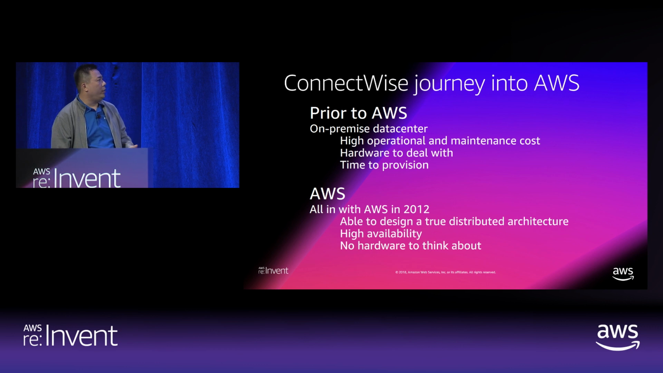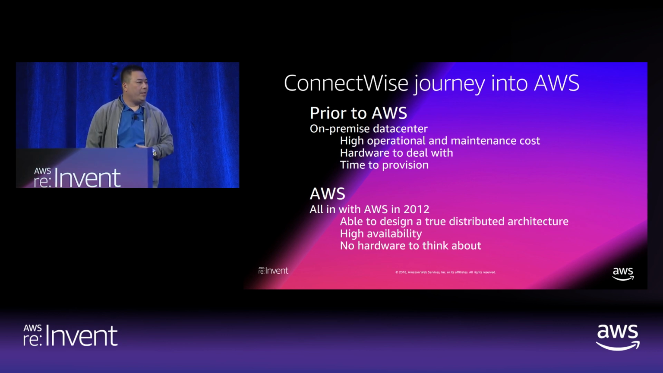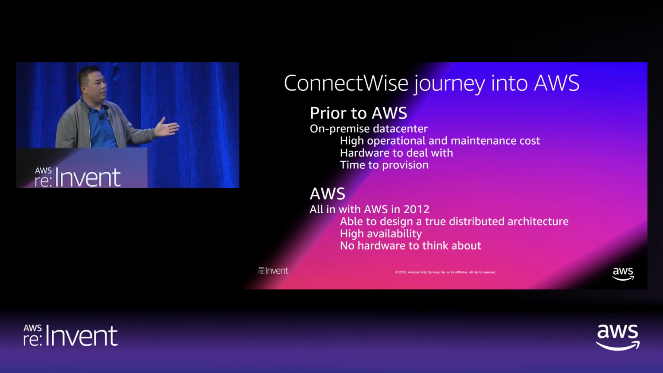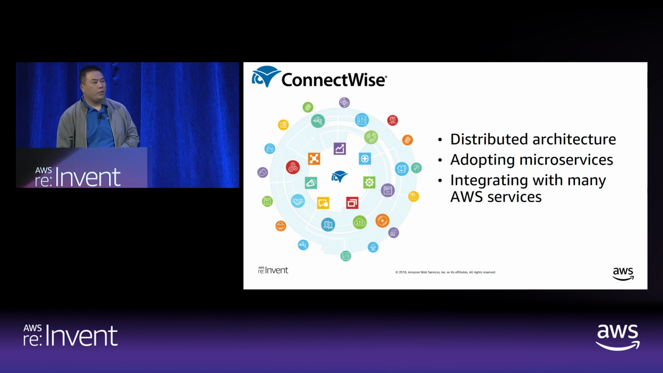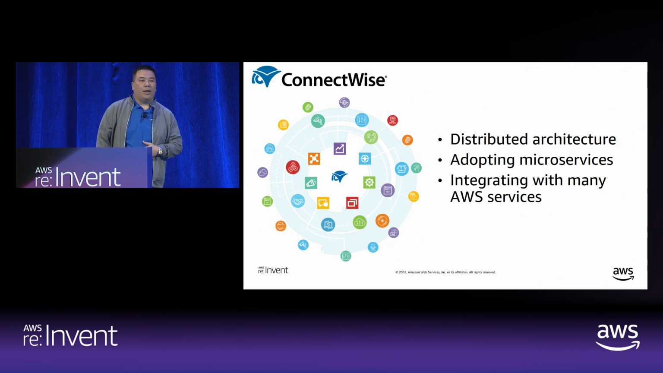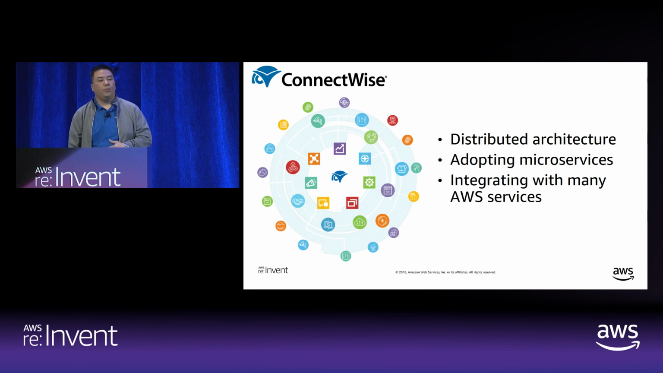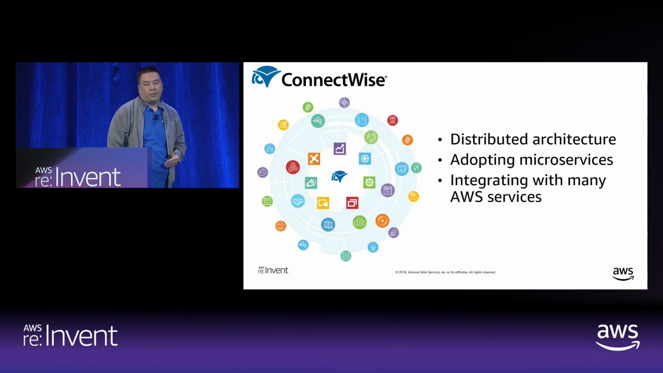So in 2012, we went all in on AWS. AWS allowed us to design a truly distributed architecture with high availability, and the best part of it all is we don't have to worry about hardware anymore. So as our ecosystem and ConnectWise grew, we started architecting our application in a more distributed and microservice approach. With that, we started integrating more and more with AWS services.